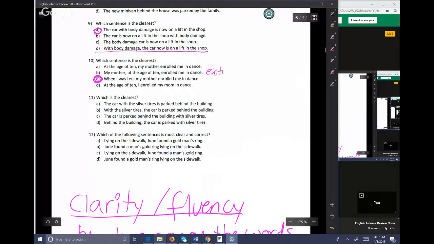So this is kind of one of those like an extraneous usage, like an intentional usage of extraneous information, where you're like, my mother, and then you stop to make a side comment, an extraneous comment, at the age of 10, and then you go on with your sentence, enrolled me in dance. We don't want that much complication whenever possible. So if it had come down to a couple of good answers and one of them had one of these weird extraneouses tossed in the middle, we would try to avoid that.